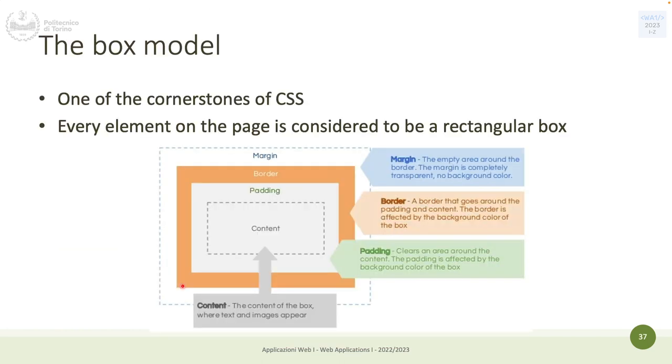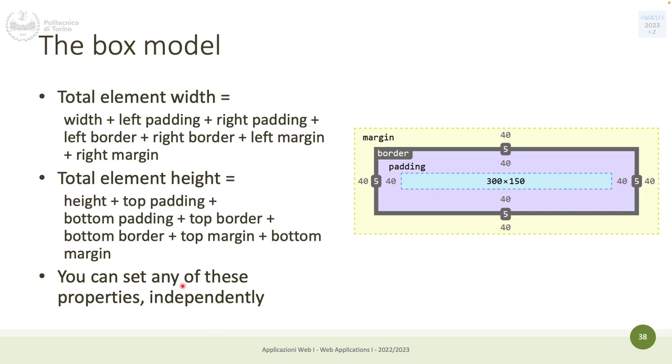We also covered the box model before: content, padding, border, margin. Clearly, the entire width of an element is made by the width of all these elements. So the width of the content, plus the width of the padding, plus the width of the margin, plus the width of the border. And same thing for the height. So if you want to know how much an element is occupying, you have to do the calculation including not only the content, but also the padding, the border, and the margin.